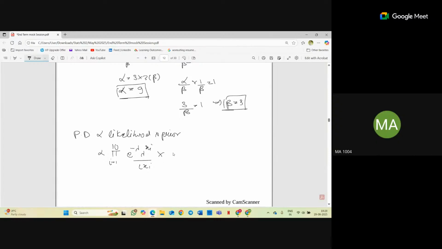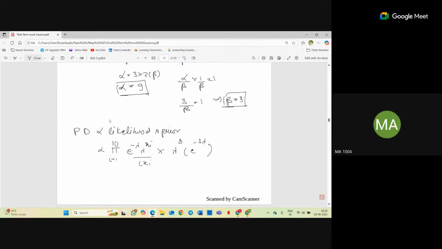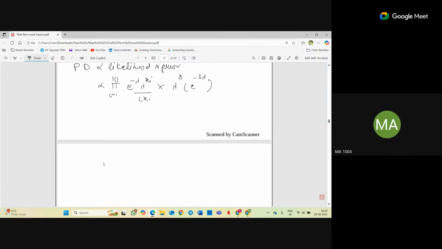What is my gamma prior? Lambda raised to the power 8, e raised to the power minus lambda into 3. So now if you solve this, you will be getting e raised to the power minus 10 lambda, lambda raised to the power sum of all these samples.